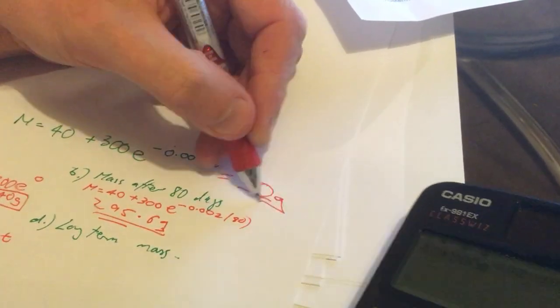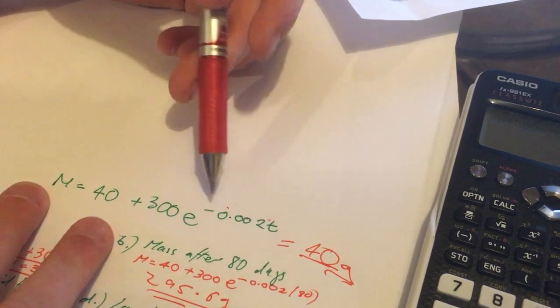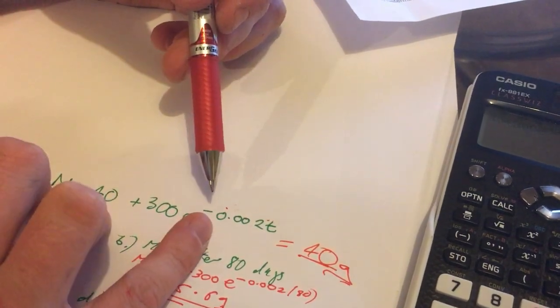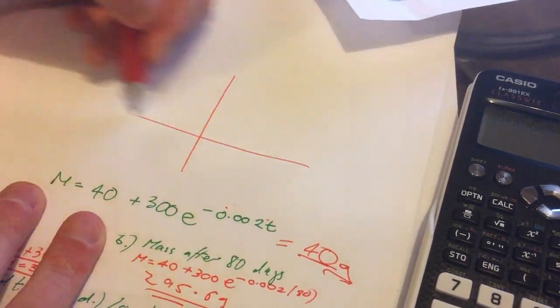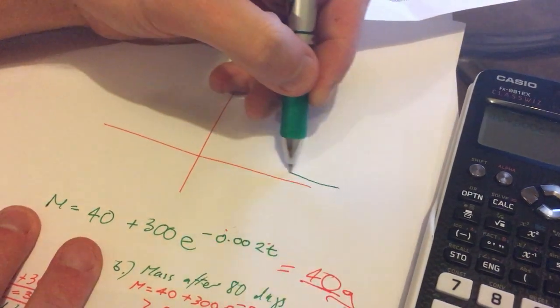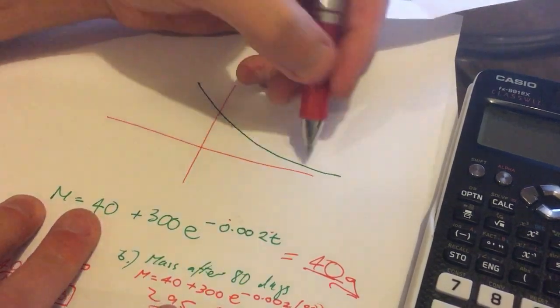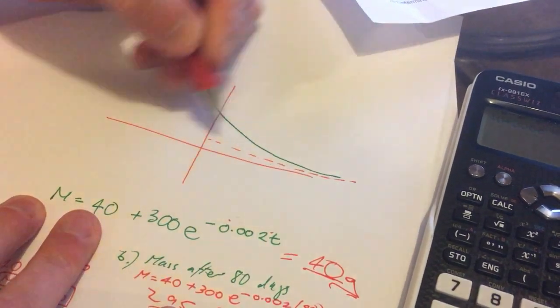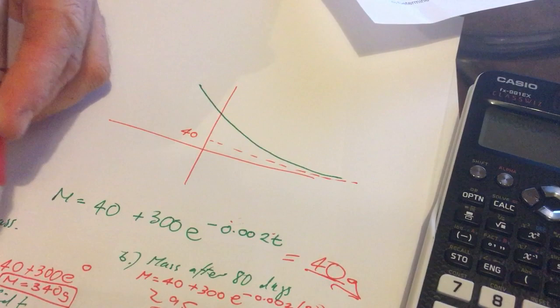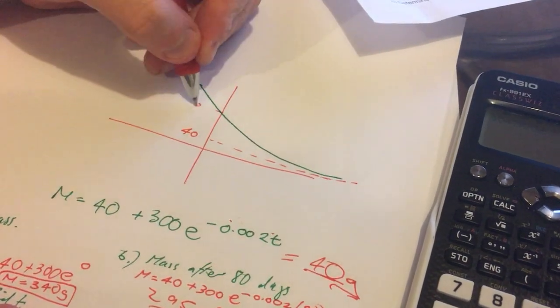The reason why it does that, though, if you think of what this looks like, we've got an exponential to a minus power of x. So that's going to look like this. If you imagine the rest of the graph, it's been moved up by 40, so the asymptote for this is now at 40, and we said the initial value was at 340, so this is 340.